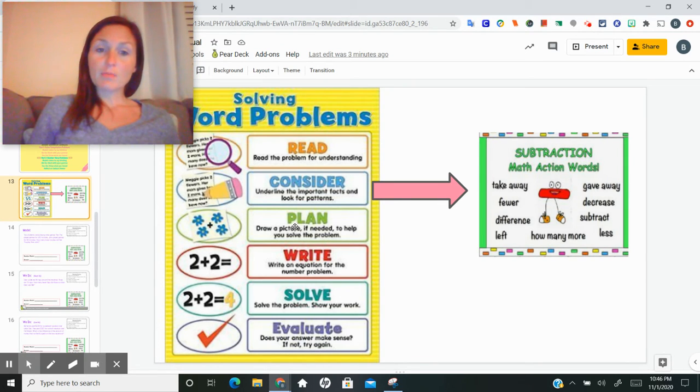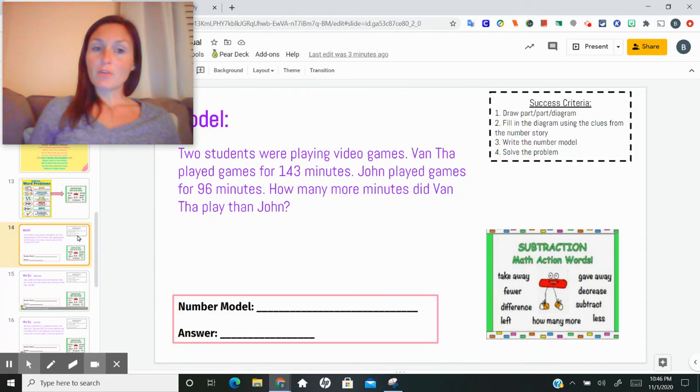Okay, then we're going to plan it out. If we need to draw something, we can. Write it out, making your equation, and then solve it using the strategies we've learned, and then we will make sure that our answer makes sense. So I'm going to go ahead and model this one for you right now.